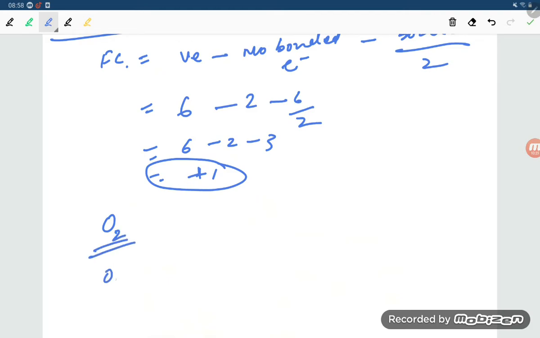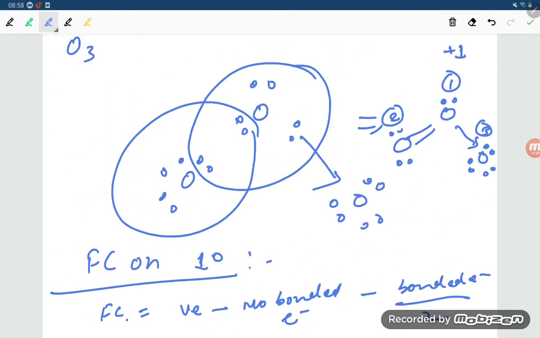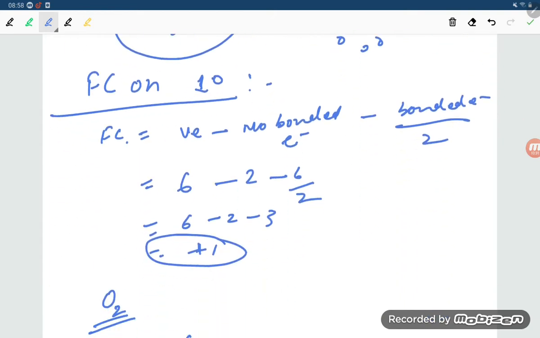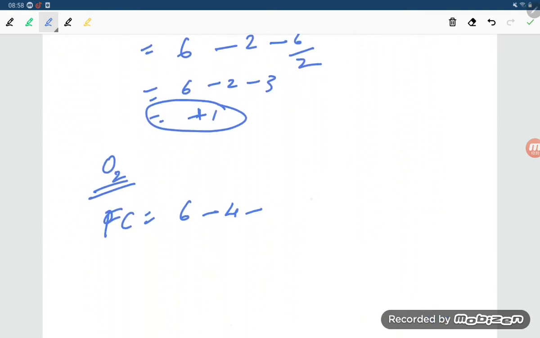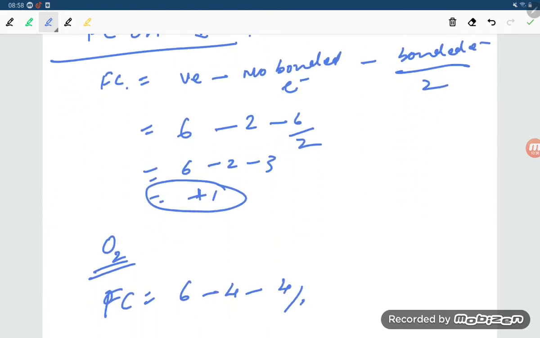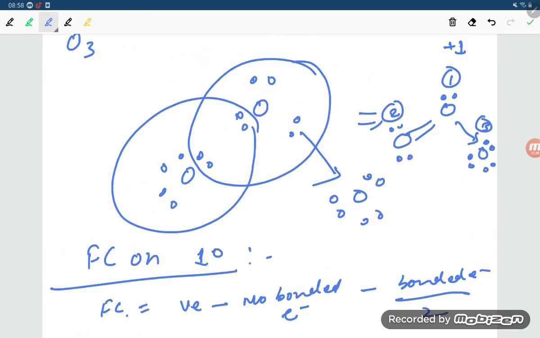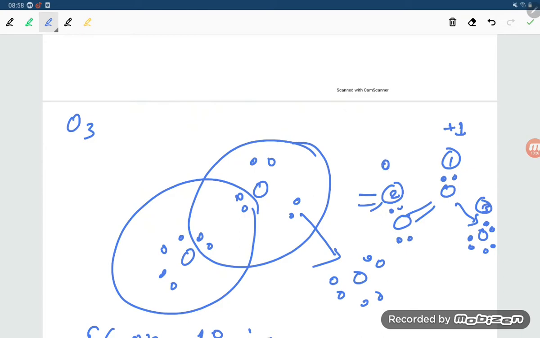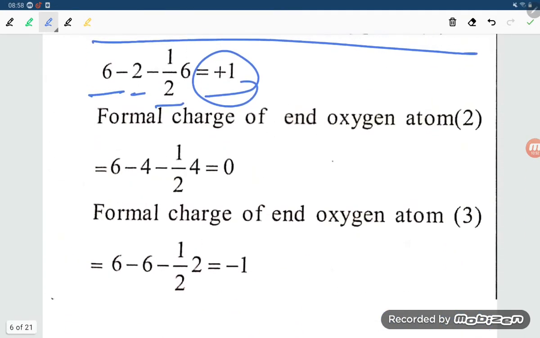Now the formal charge on O2, the second oxygen. So for this one, how to calculate the formal charge? Valence electrons 6, non-bonded electrons. If you check, student, how many were non-bonded? 1, 2, 3, 4. So non-bonded electrons 4, minus bonded electrons, how many are there? 2, so 4 by 2. 6 minus 4 is 2, 2 minus 2. So 6 minus 6, how much is coming, student? 0. So for this one, how much charge is coming, student? 0.